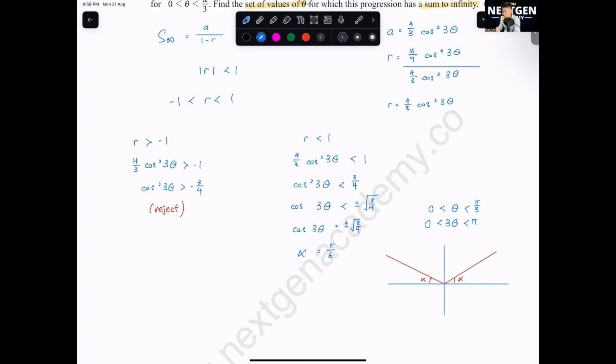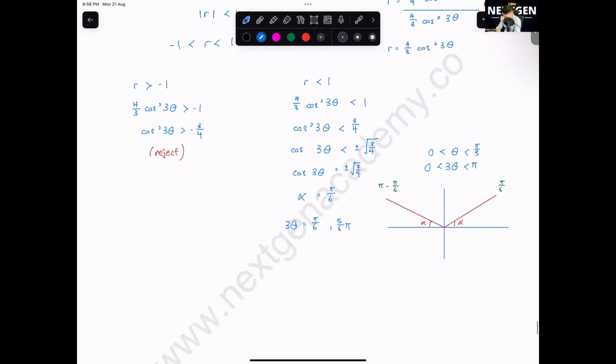Pi/3 and pi minus pi/3. Sorry, pi/6, not pi/3. So 3 theta, this one will be pi/6. This part here will be pi minus pi/6, which is 5/6 pi. Okay, go divide it by 3. Theta will be equal to pi/18, 5/18 pi.